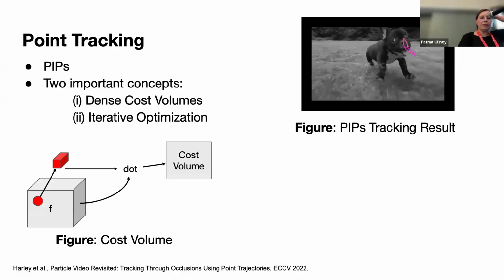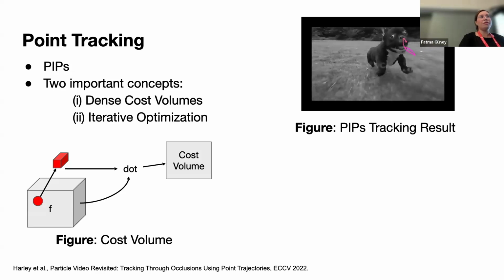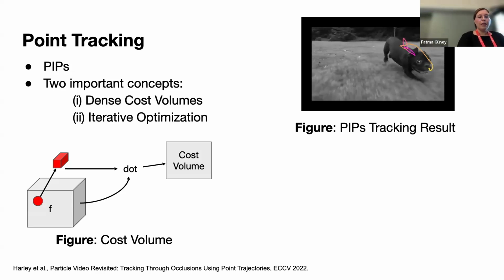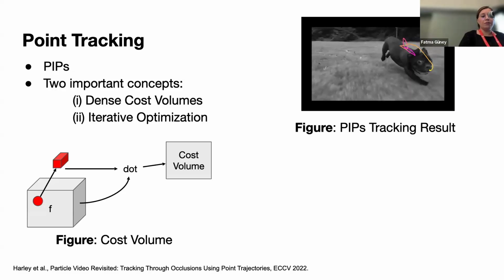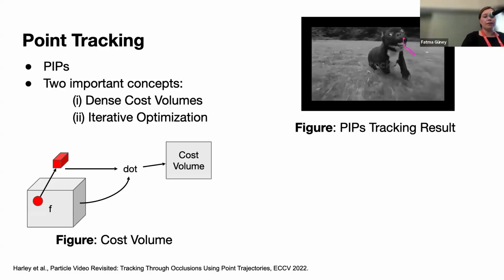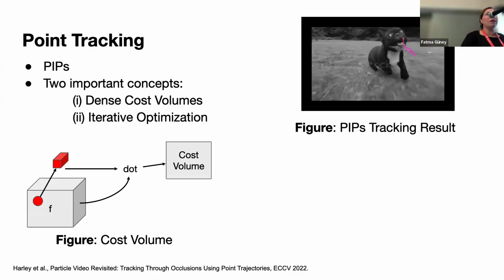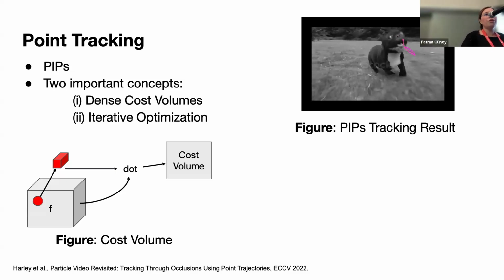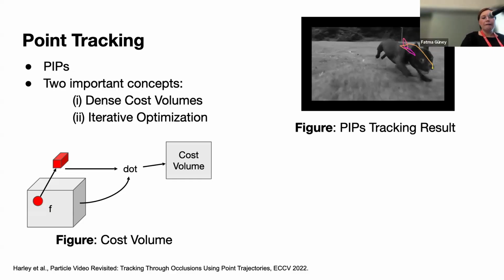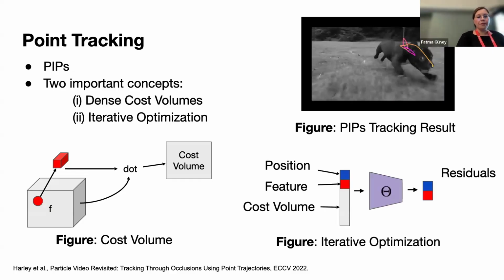What do I mean by that? These visual similarity maps correlate a query feature with the frame features. As a result, this gives us some similarity measurements at multiple scales. This is the idea behind the cost volume or similarity maps, and almost all methods use this because point tracking is about similarity. And the second idea is this iterative optimization.